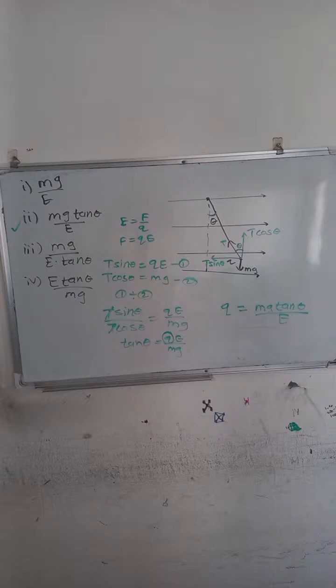Two parallel large thin metal sheets have equal surface densities 26.4 into 10 raised to minus 12 coulomb per meter square of opposite signs, full stop. The electric field between these sheets is: option A, 1.5 Newton per Coulomb; B, 1.5 into 10 raised to minus 16 Newton per Coulomb.